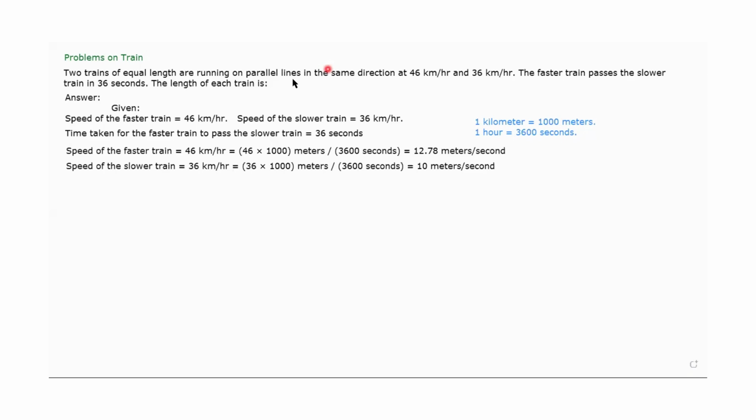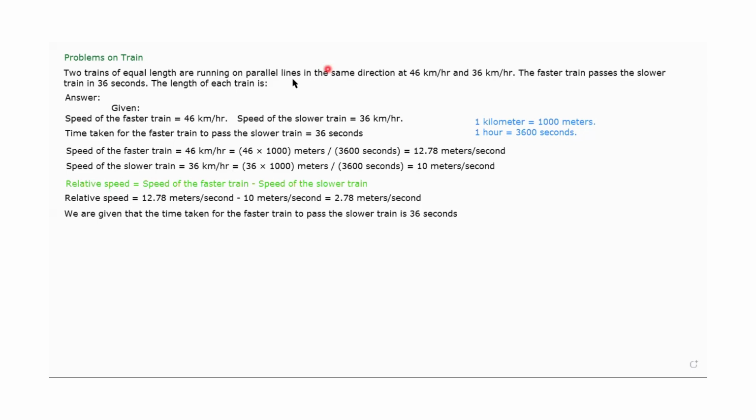per second. When the faster train overtakes the slower train, the relative speed between them is the difference in their speeds. Relative speed equals speed of the faster train minus speed of the slower train. Relative speed equals 12.78 meters per second minus 10 meters per second equals 2.78 meters per second, approximately.